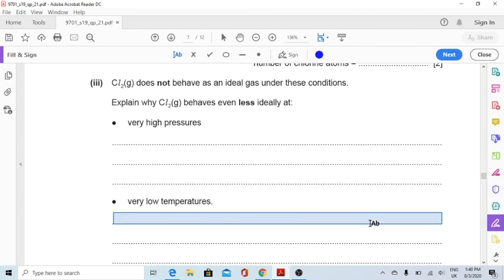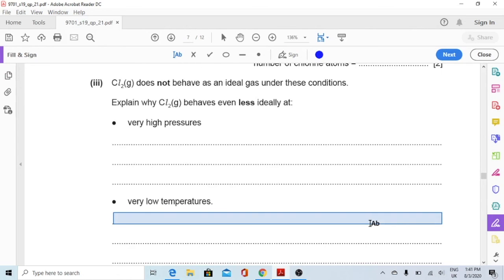Part 3. Chlorine gas does not behave as an ideal gas under these conditions. Explain why chlorine behaves even less ideally at very high pressures. So conditions for ideal gases are their volume is negligible as compared to the volume of the container they are being preserved in. They make elastic collisions. The molecules do not experience any kind of attraction or repulsion. So at very high pressures, chlorine gas will definitely be of big sizes.